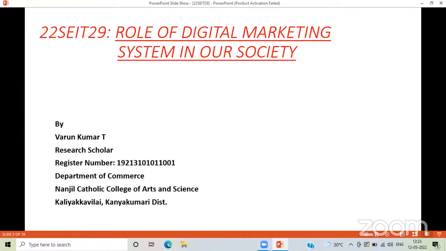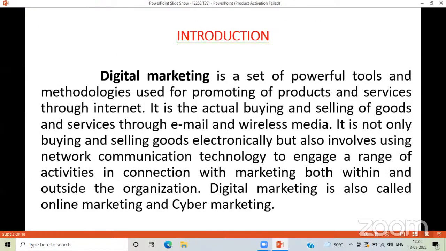Here I would like to present the topic, role of digital marketing system in our society. Basically, I am from the commerce discipline. Digital marketing is an important tool. Digital marketing is also called the online marketing system. Attracting the attention of customers by using information and communication technology is called the digital marketing system. It's a powerful tool and methodology used for promoting products and services through the internet.